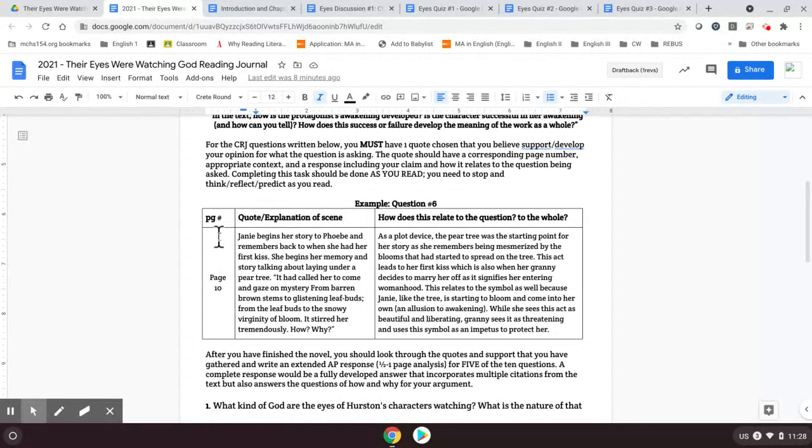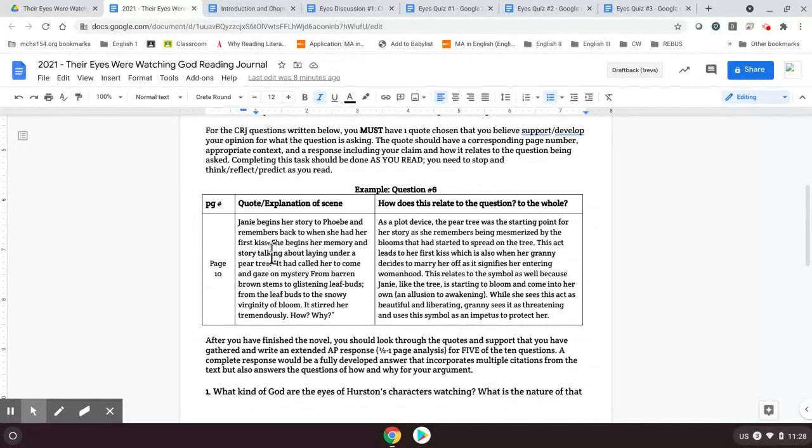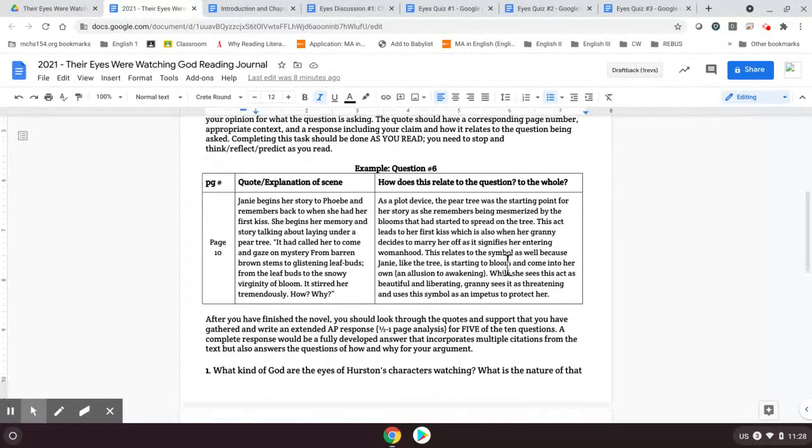So, for example, I have a nice example for you here. Here's the page number, here's the quote or the explanation of the scene, and this is how it relates back to the question as a whole.